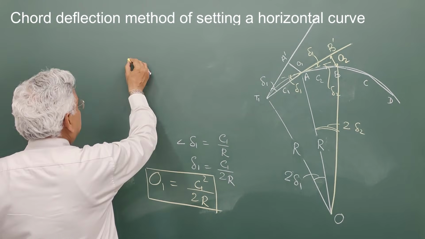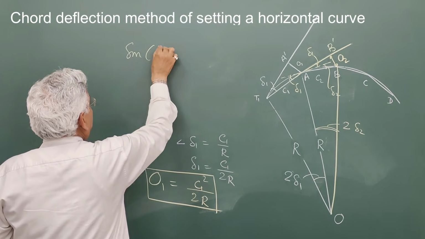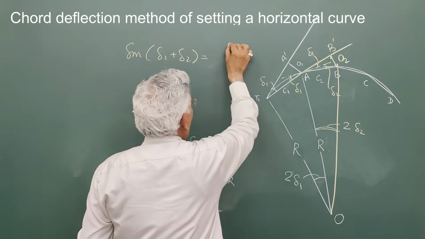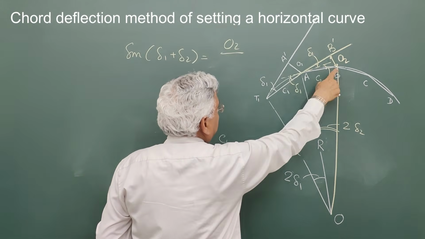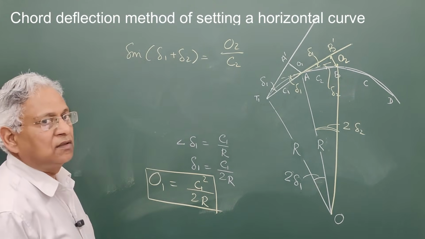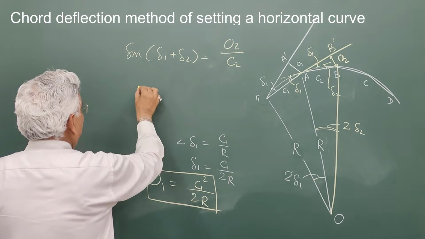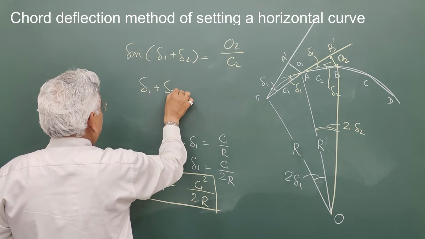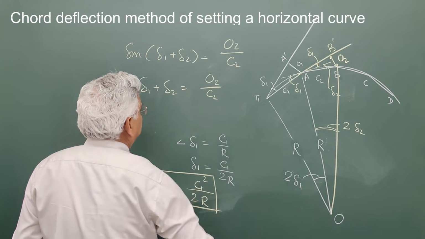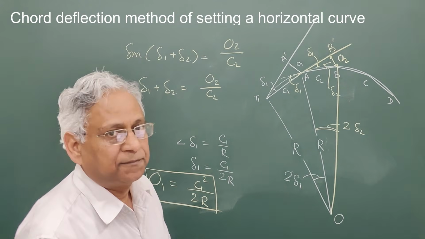Again, sine delta 1 plus delta 2 is equal to O2 upon AB. That is your C2, chord length. So delta 1 plus delta 2 roughly is O2 upon C2. O2 is to be determined.